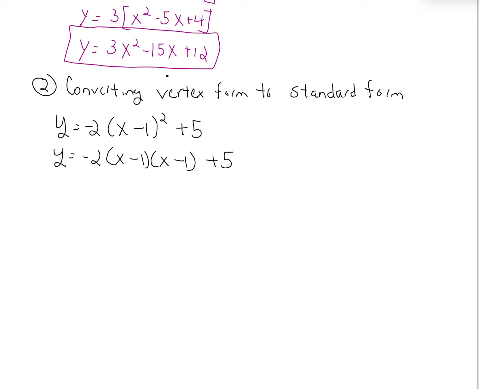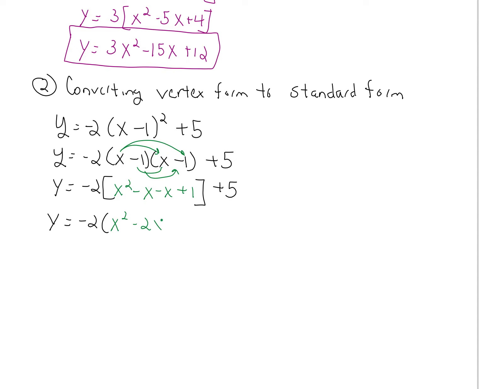Then I'm going to do pretty much what I just did in the last example. I'm going to start by doing my full method here. So let me change a color. I'm going to take x times x. It gives me x squared. And then it gives me a negative x minus x plus 1. And then in my next step, I'm going to combine my like terms. So I have negative 2, and then my like terms end up being x squared minus 2x plus 1.